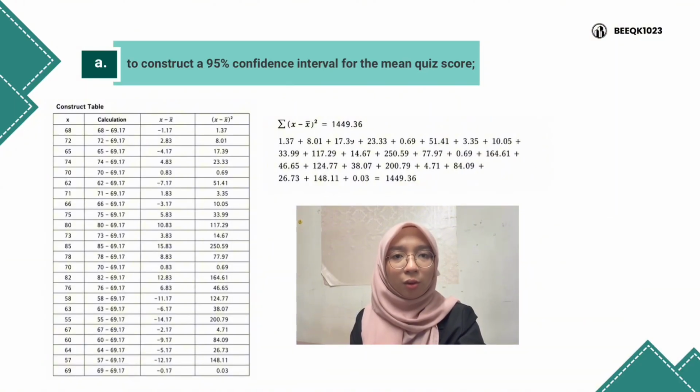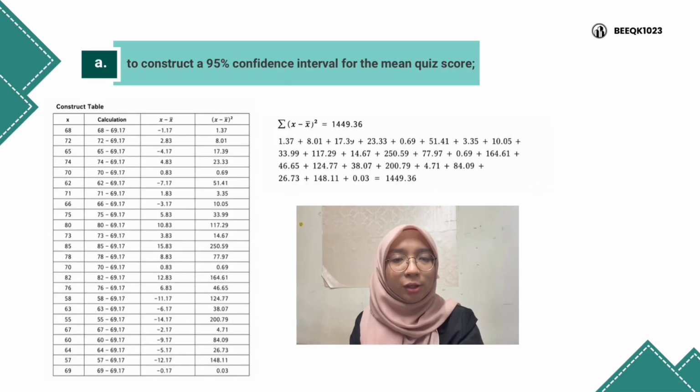For each quiz score, we subtract the sample mean, which is 69.17, to obtain x minus x bar. Then, each difference is squared to get (x minus x bar) squared. After calculating all the squared differences, we add them together and obtain the summation of (x minus x bar) squared, which equals 1,449.36. This value will then be used to calculate the sample standard deviation for the confidence interval analysis.